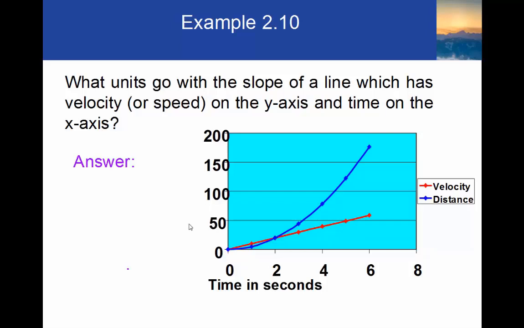So notice what these units correspond to. The slope of distance versus time was meters per second. Well, that's the unit that goes with speed. The slope of speed versus time was meters per second squared. That's the unit that goes with acceleration. So that means that the slope of distance versus time graph is actually telling you something about how fast the object is traveling. The slope of speed versus time graph is telling you something about the object's acceleration.